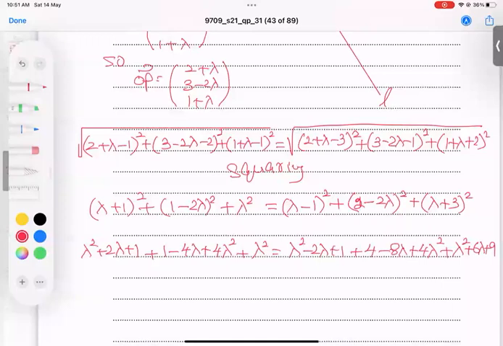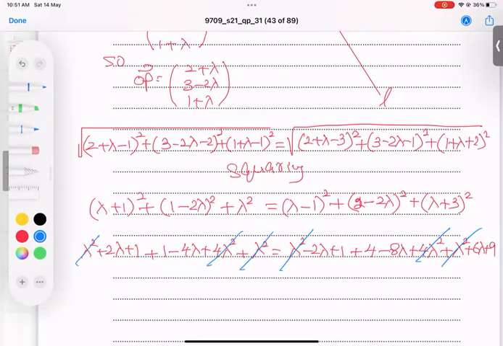And how many lambdas are there? Both. So 4, 5, 6. 6 lambda square. So 4, 5, and 6. In short, I'm saying lambda square. I should change the color. Lambda square, lambda square, lambda square all cancel out.